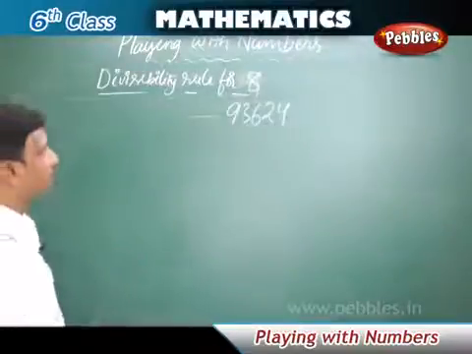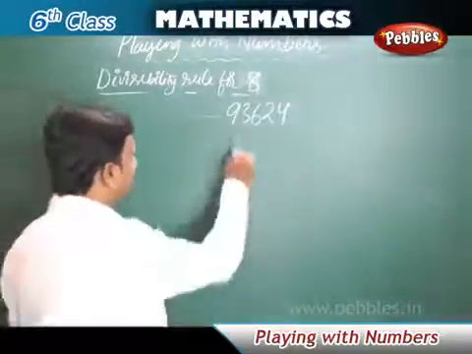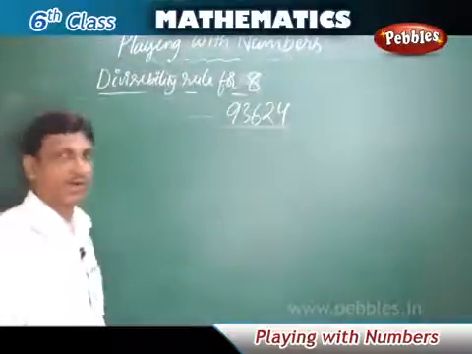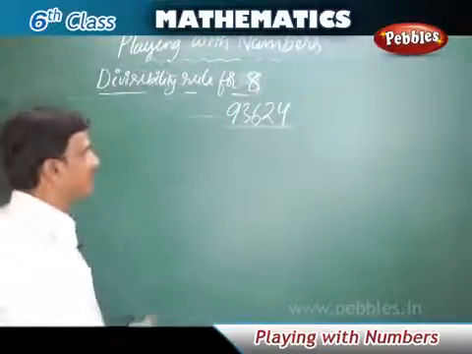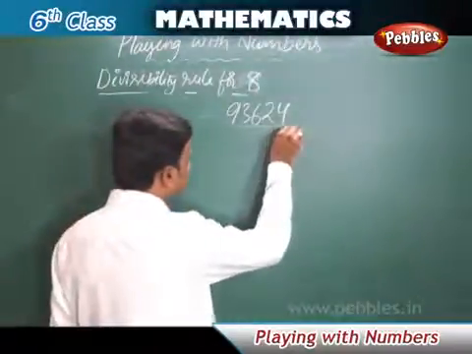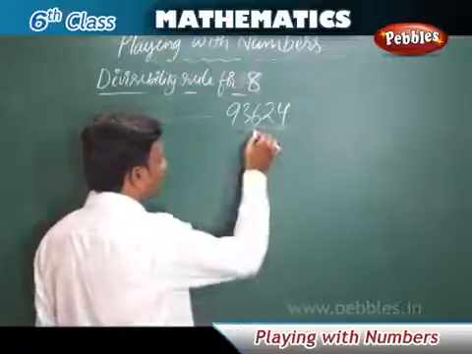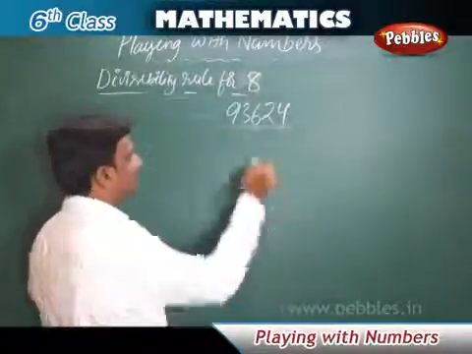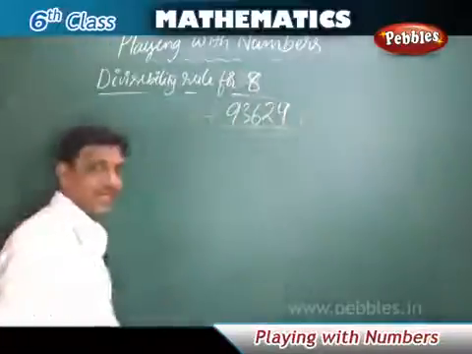The divisibility rule for 8. So here is a number. We are going to verify whether this number is divisible by 8 or not. Let us see what is the divisibility rule of 8. If the last 3 digits of a number, whatever number they form, if that number is divisible by 8, the full number is divisible by 8.